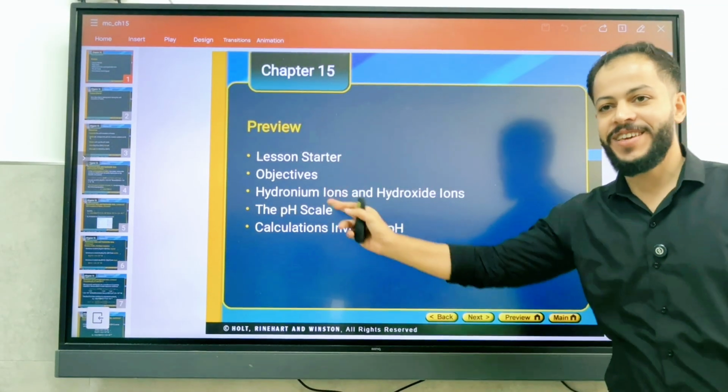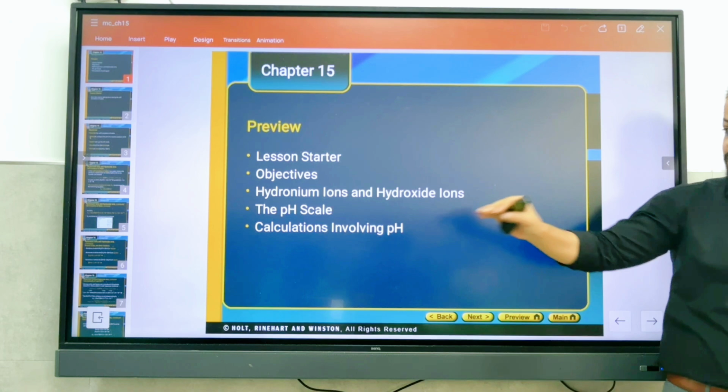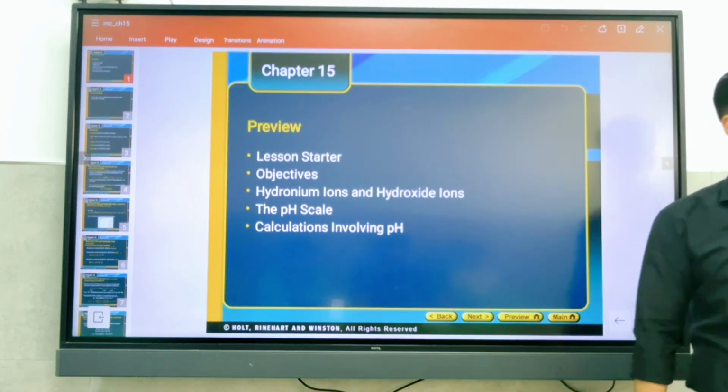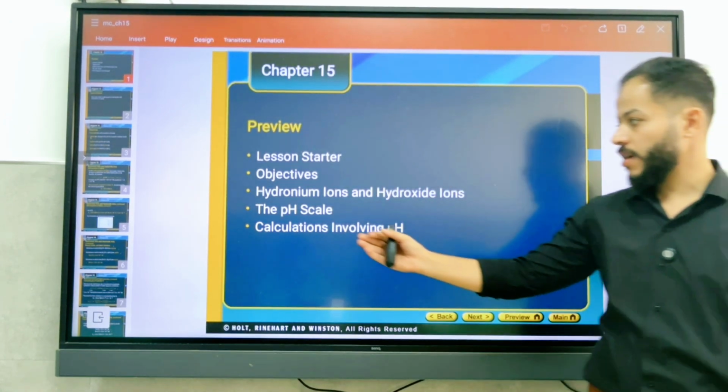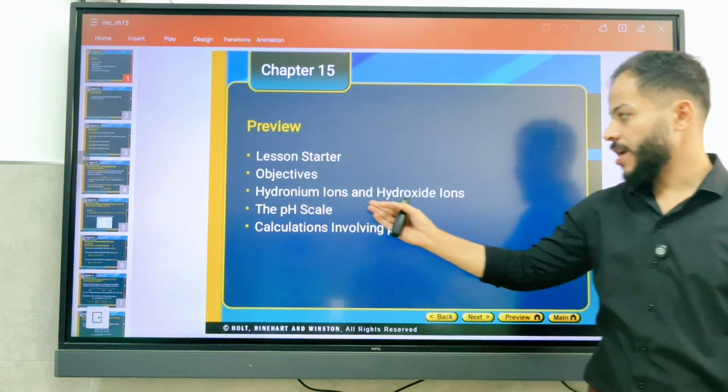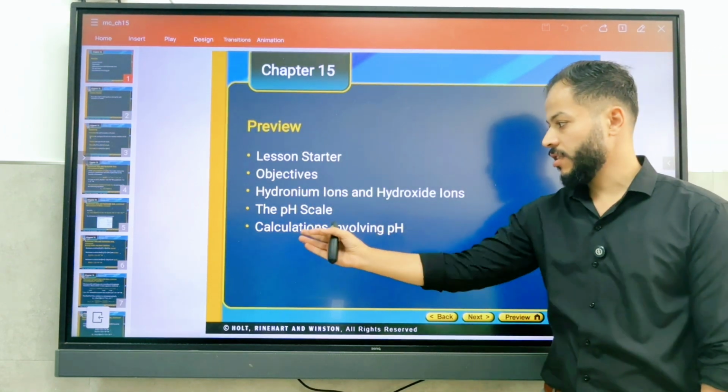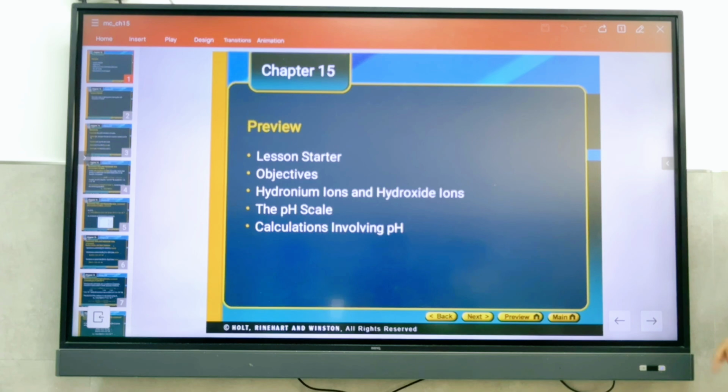Okay, guys, in chapter 15, section number 1, this is the main idea that we will go through. The first thing is the hydronium ion and the hydroxide ion, the pH scale, and the calculations involving the pH.